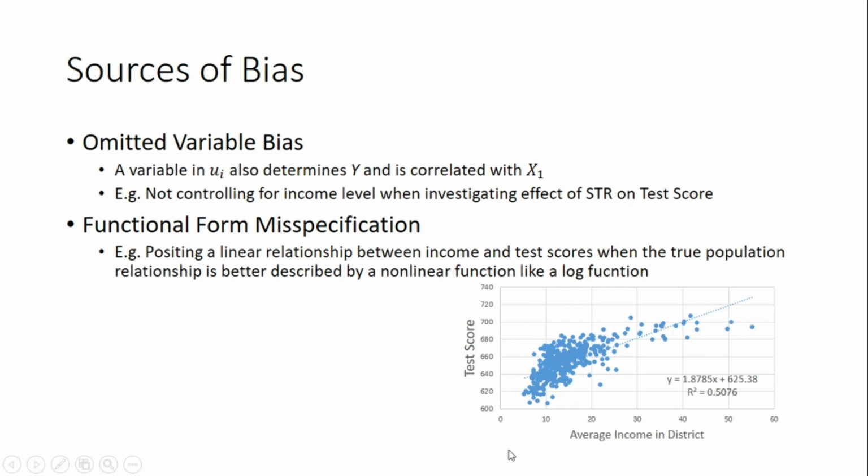Like the effect of income on test scores. Here we see that the higher income districts do have higher test scores, but it seems to plateau. So that after maybe $30,000 or $40,000 per household in a certain district, there are basically no more increases in the test score. You're kind of maxed out already. Whereas at the beginning, differences actually matter quite a bit.